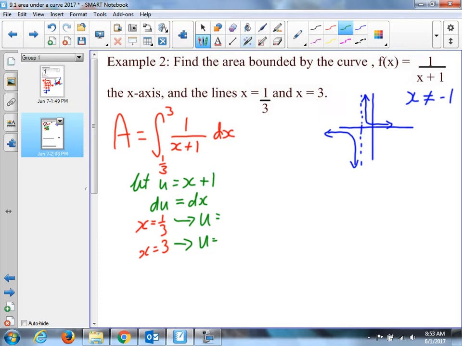One-third, what does that turn into for u values? 4/3. And then the 3 plus 1 is 4. Good. I set up my new integral, it'll be easier.